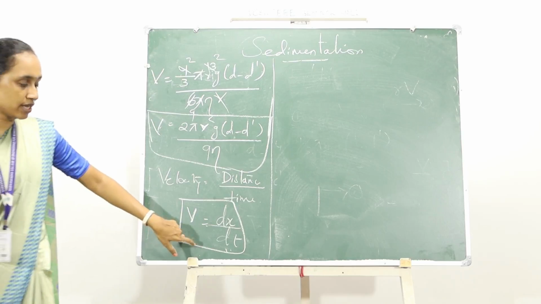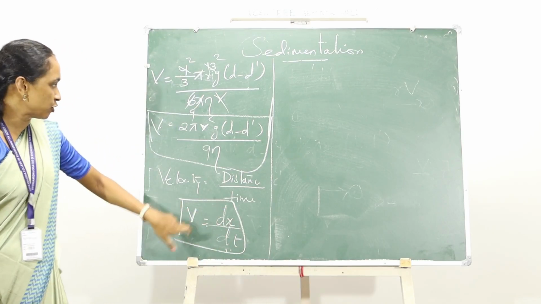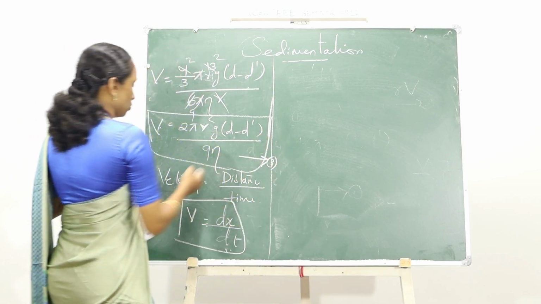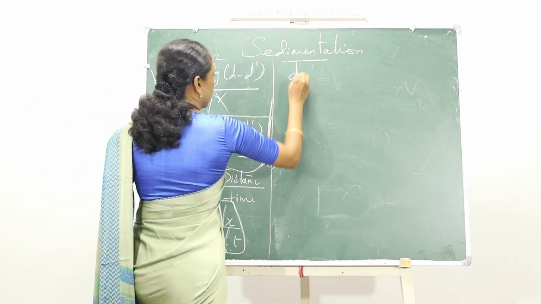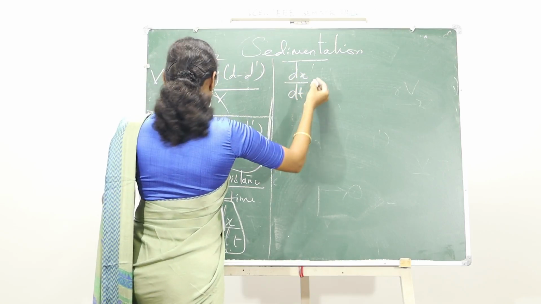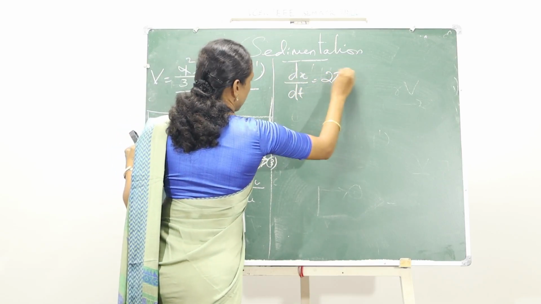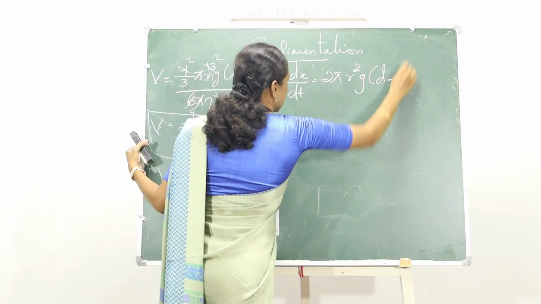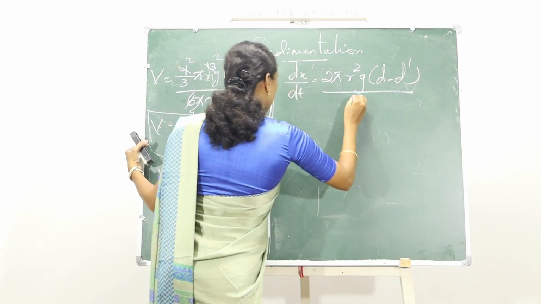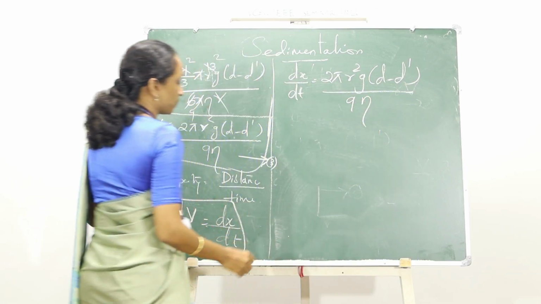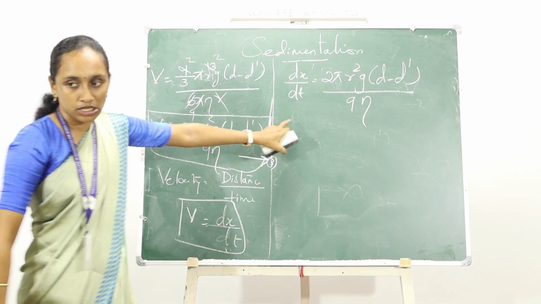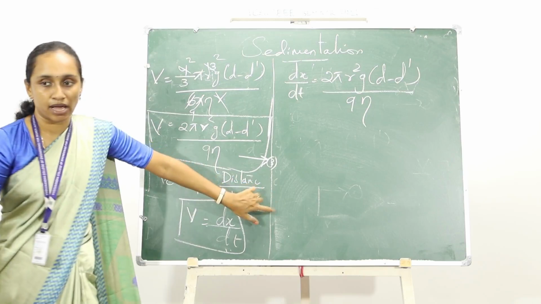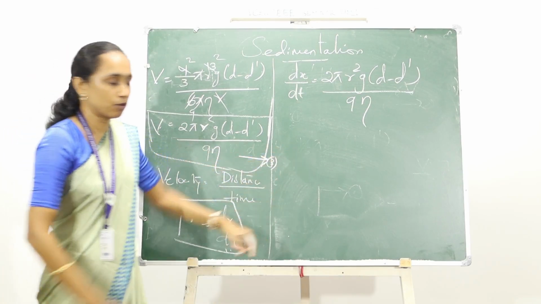Okay, now you have v equal to dx by dt. So substitute v in equation number 3. If you substitute, what happens? dx by dt will be equal to 2 pi r square g (d minus d dash) by 9 eta. In order to solve this equation, we need to integrate over the distance travelled, x1 to x2, and t1 to t2.